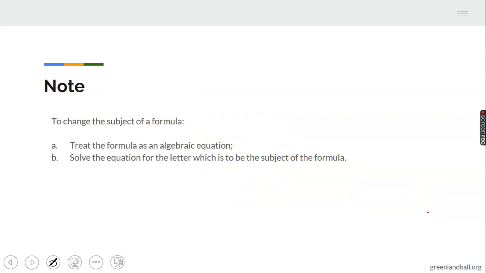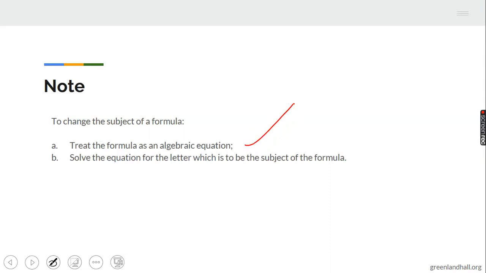Now, to change the subject of a formula, there are things that you need to note. Number 1, treat the formula as an algebraic equation. And what's the meaning of an algebraic equation? It means an equation of letters, one that contains letters. That is number 1.